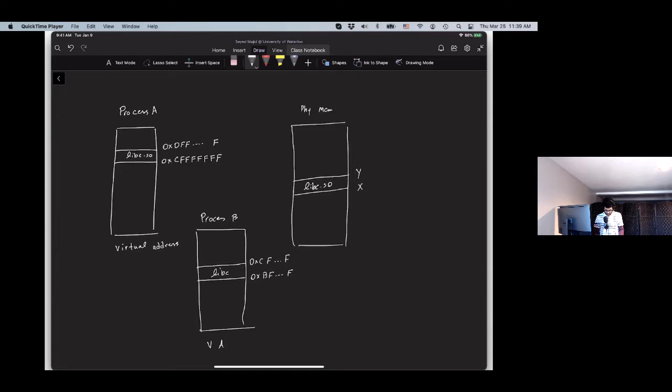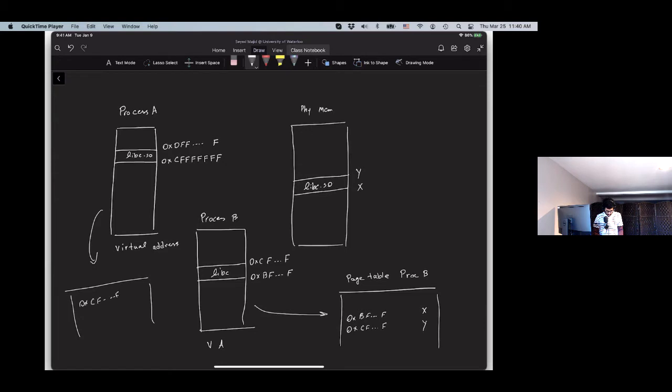What do we mean by mapping? Basically, if I look at the page table of process B, I see that this region from 0xBFF to 0xCFF is translated to X and Y. And if I look at the page table of process A, I see that 0xCFF to 0xDFF is mapped to X and Y. So that's basically what I mean by mapping: changing the page table to make sure that both of these two regions are mapped to that physical region. Okay, so now what is the problem?